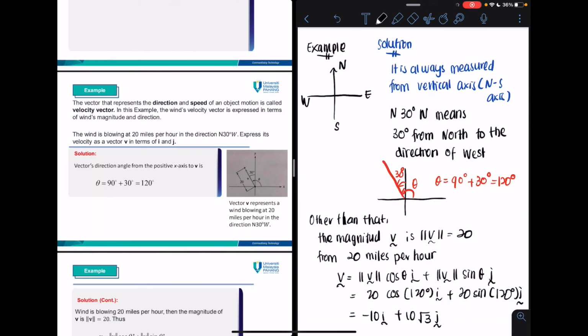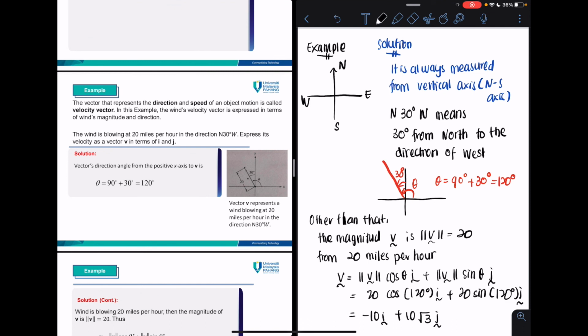Now let's take a look at this example. The vector that represents the direction and speed of an object's motion is called a velocity vector. In this example, the wind's velocity is expressed in terms of the wind's magnitude and direction. So the wind is blowing at 20 miles per hour in the direction north 30 west. Express its velocity as a vector v in terms of i and j.